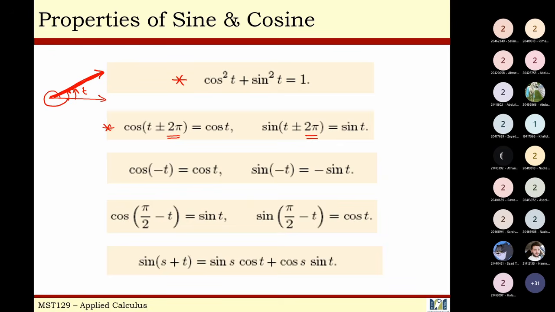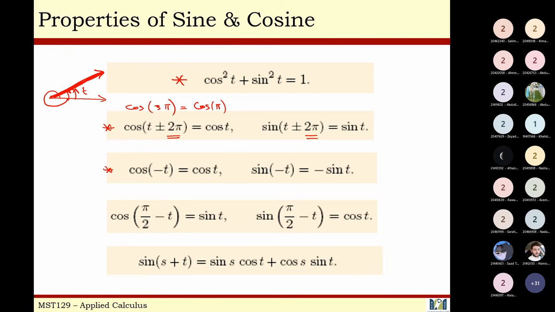Okay, an example about this one: cosine of 3 pi is the same as cosine of pi, because if we add 2 pi to pi, this is 3 pi. So cosine of 3 pi is the same as cosine of pi.